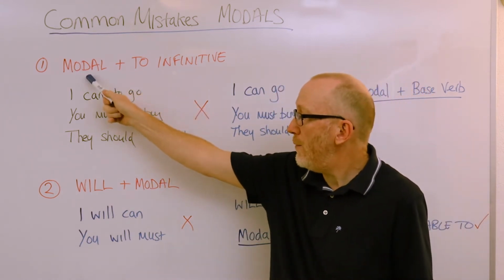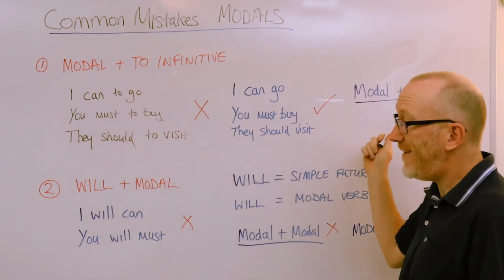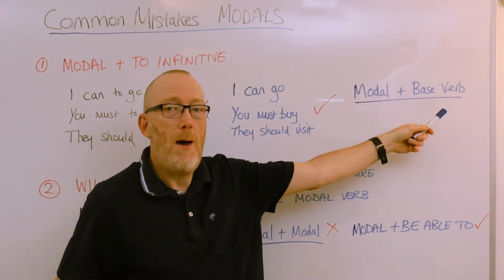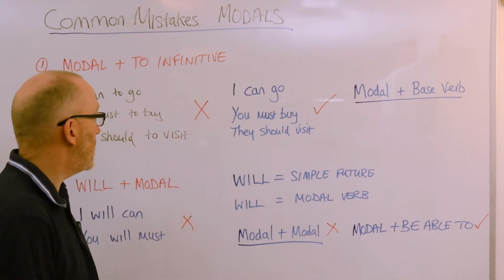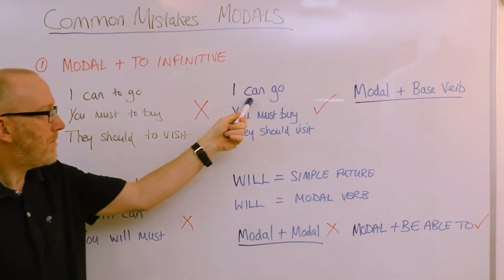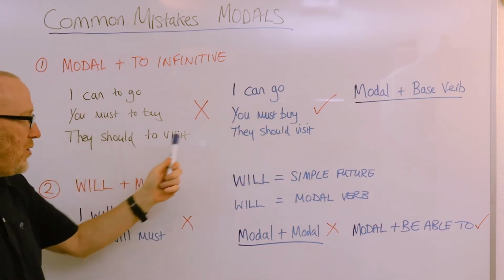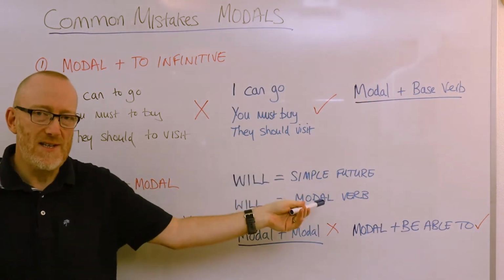When we are using a modal, we do need an infinitive verb, but we need a base infinitive. Okay? So modal plus a base verb, a base infinitive, not a to infinitive. So I can to go should actually be I can go. You must to buy, you must buy. And they should to visit, they should visit.